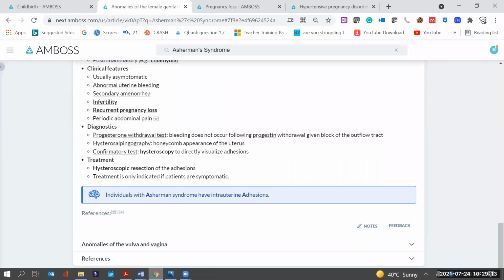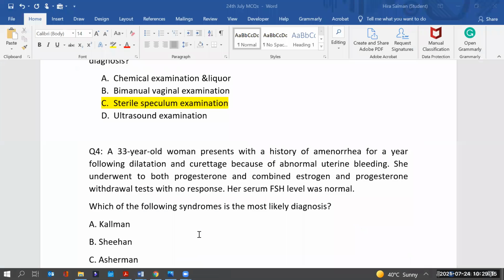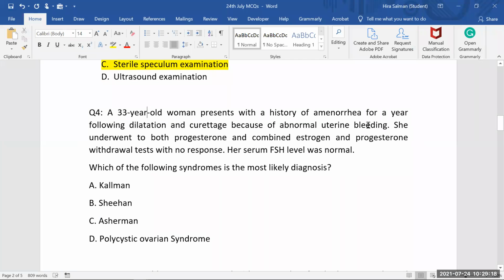Now we'll look at the questions. Here the question says, a 33-year-old woman presents with a history of amenorrhea for a year following dilatation and curettage. It's a clear case saying that the patient is no more having menses, and that is followed by one dilatation and curettage because of abnormal uterine bleeding. After this procedure the patient is now having amenorrhea, and it's been a year.